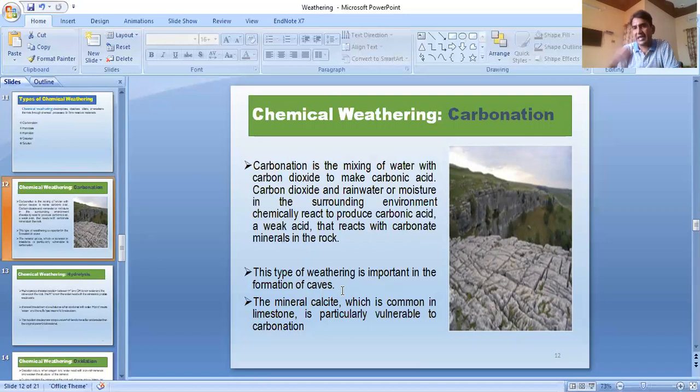Mostly caves are formed where water goes inside the rocks, and that water has carbon dioxide in it. That water creates fissures or caves in the rocks. The mineral calcite, which is common in limestone, is particularly vulnerable to carbonation. So mostly this type of chemical weathering, which is called carbonation, happens in limestone regions.